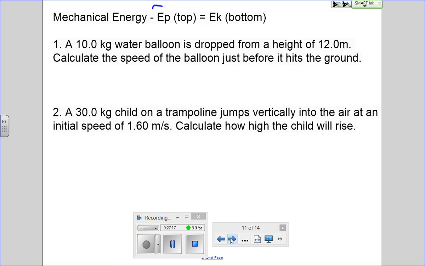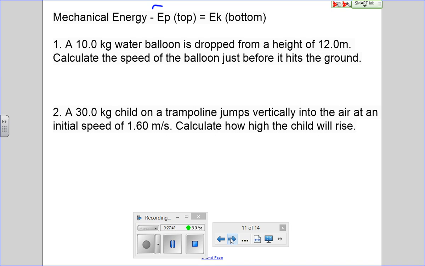All right, so the next two examples, the first of which I will demonstrate for you, and the second of them you'll try yourself, illustrate to you the idea that potential energy at the top of an object's path and kinetic energy at the bottom of an object's path should be the same value.